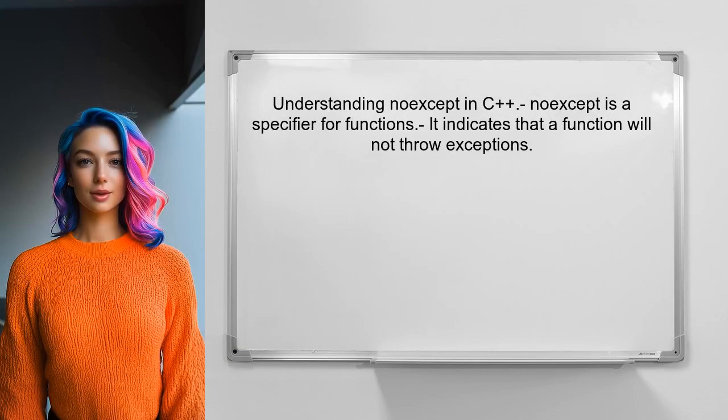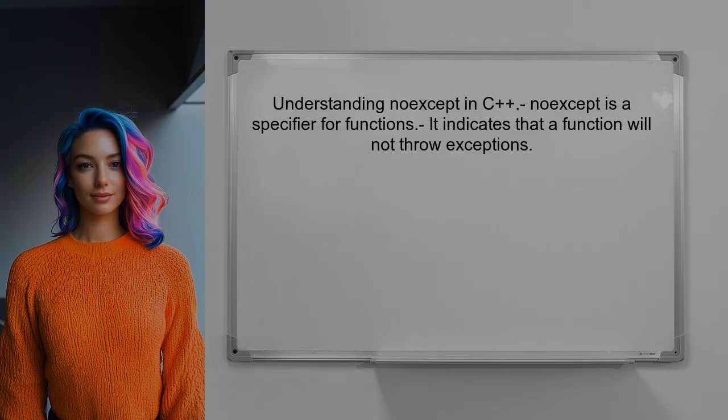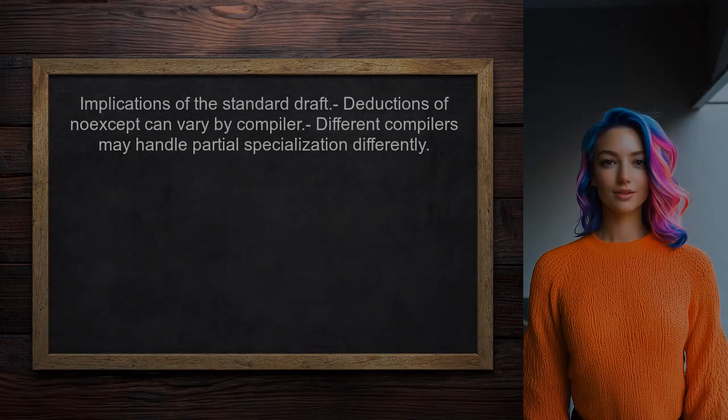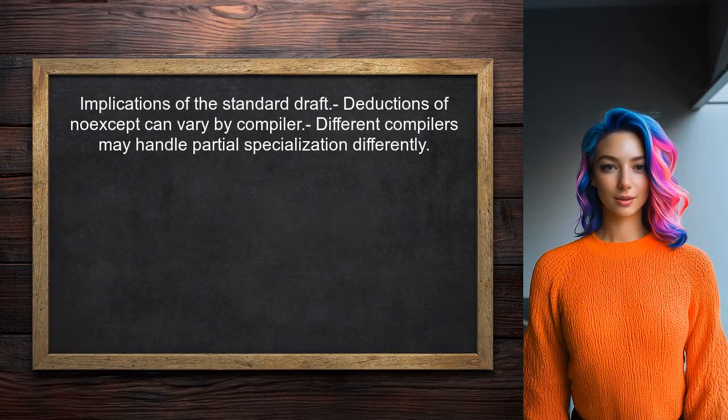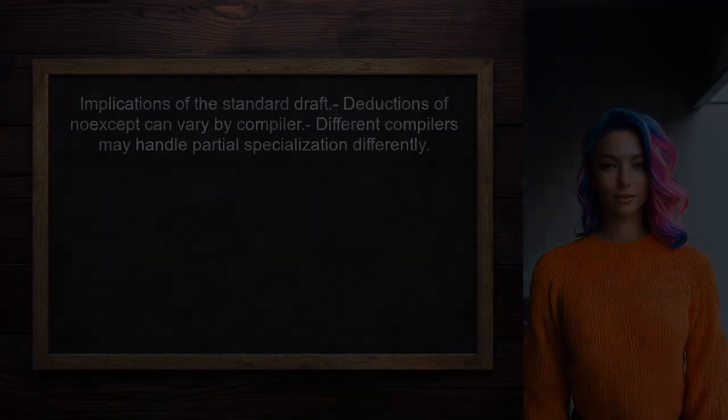To address the user's question about noexcept deduction in class template partial specialization, we first need to clarify the concept of noexcept in C++. The user should understand that noexcept is a specifier that indicates whether a function is guaranteed not to throw exceptions. Next, the user should consider the implications of the standard draft regarding partial specialization. According to the standard, the deduction of the noexcept specifier in templates can lead to different behaviors across compilers.